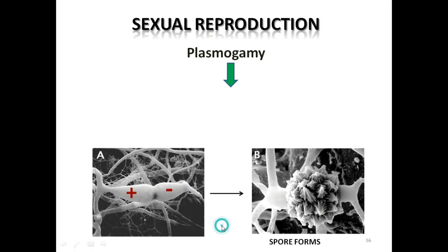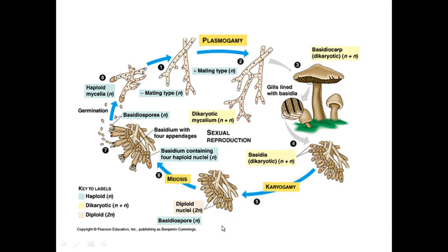This picture explains the sexual reproduction. First is plasmogamy. In plasmogamy, the two protoplasts mate and produce a basidiocarp in the dikaryotic 2N phase. This finally produces basidiospores. Then the fusion of two nuclei undergoes meiosis division, and basidiospores are produced.